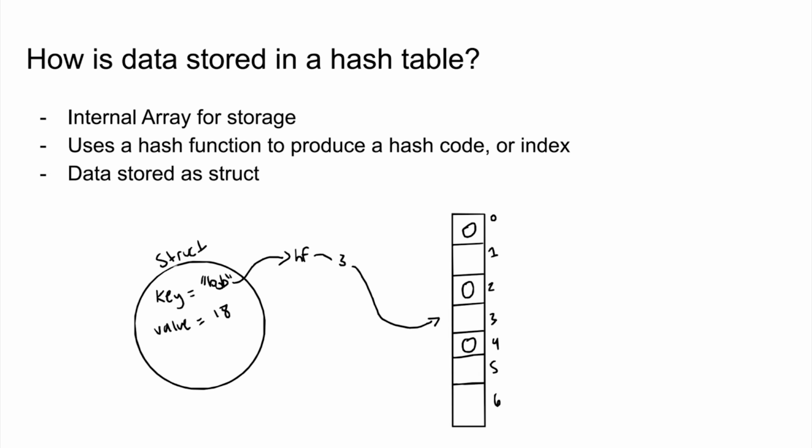Under the hood, a hash table will use an internal array for storage. Data will be stored in that internal array as a struct with a key and a value. The key is going to be a string that we hash to find the index, and the value is the data to be stored at that location.